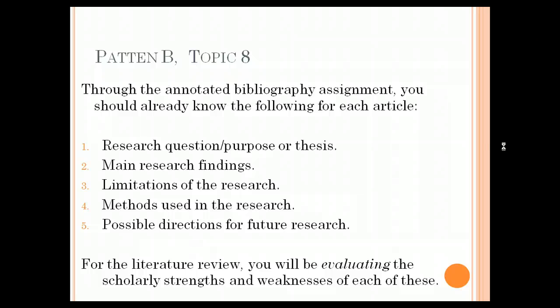So, by doing the annotated bibliography assignment, you already know 5 key things for each article. I won't go through them. You know what they are. You've written them in your annotated bibliography. And one of the reasons I had you do that is because those 5 things for each article that you annotated will be really important for your literature review. You're going to take those 5 things, and in the literature review, you are going to be evaluating the scholarly strengths and weaknesses of each of these 5 aspects of each peer-reviewed journal article.